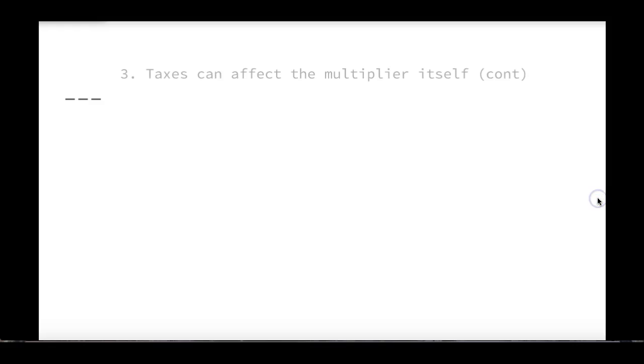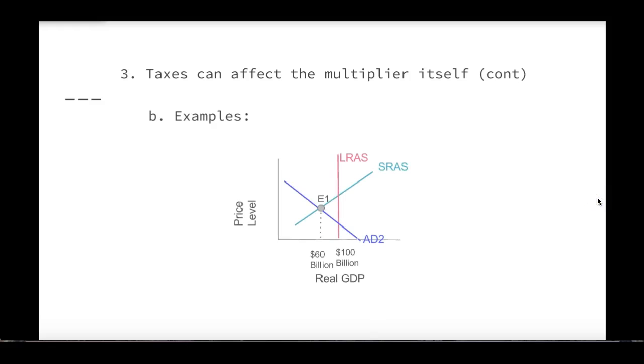So let's try an example. Taxes can affect the multiplier. This is just a reminder. So an example. Let's go back to this. This was the same graph that I just showed you when we talked about government spending. So notice that we are still in a recessionary gap because our short-run equilibrium is to the left of our long-run aggregate supply curve. Our full potential is $100 billion. We are currently at $60 billion.